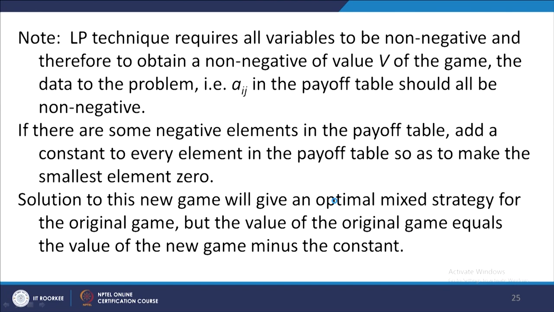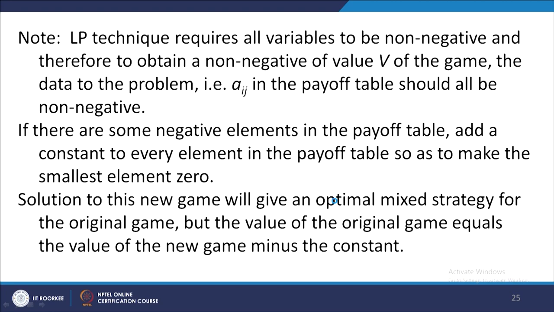It needs to be noted that the LP technique requires all the variables to be non-negative. Remember, they should be greater than or equal to 0. And therefore, to obtain a non-negative value v of the game, the data to the problem, that is the aij's in the payoff table, should all be non-negative. Remember, in the first method we had the payoff matrix, there were some negative entries. In such situations, we need to add a quantity so that all the entries in the payoff table become greater than or equal to 0.